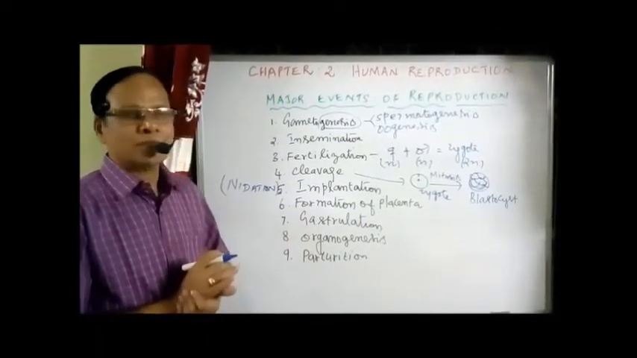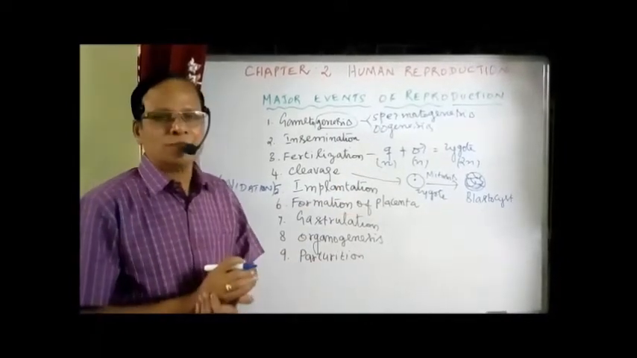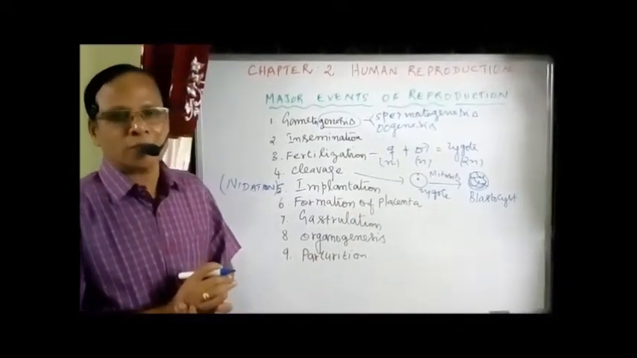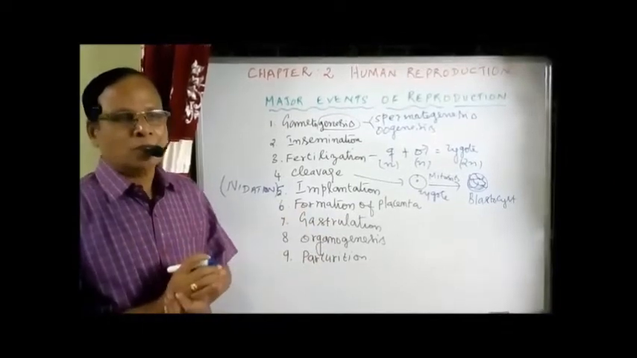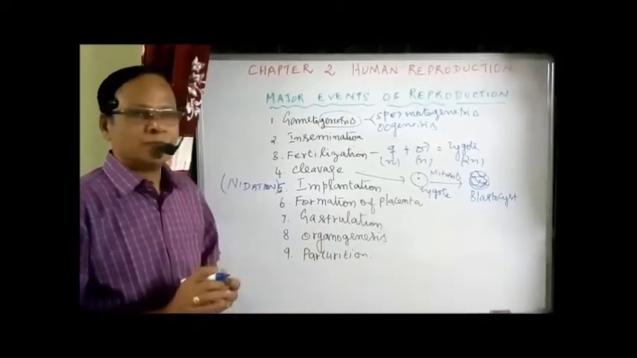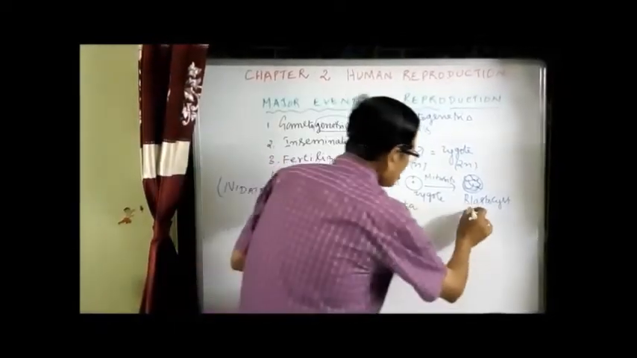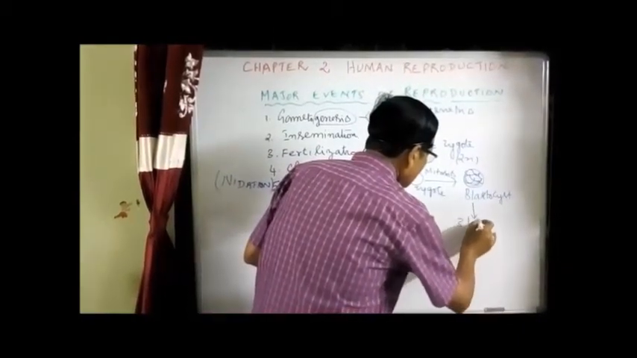Then gastrulation. If you are taking the blastocyst, all the cells are similar, diploid, no differentiation. But during gastrulation, what is happening? The blastocyst gets converted into three-layered gastrula.